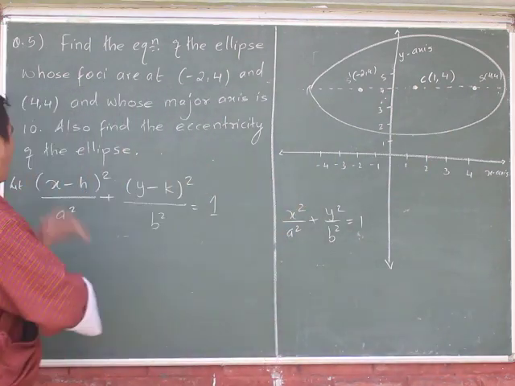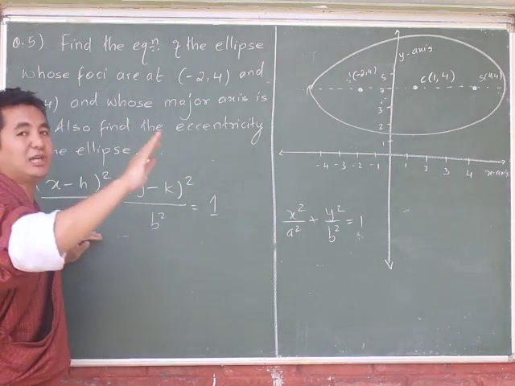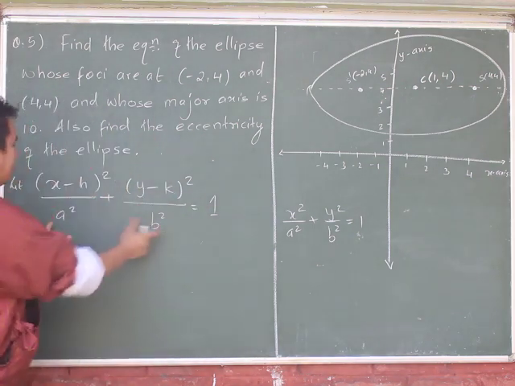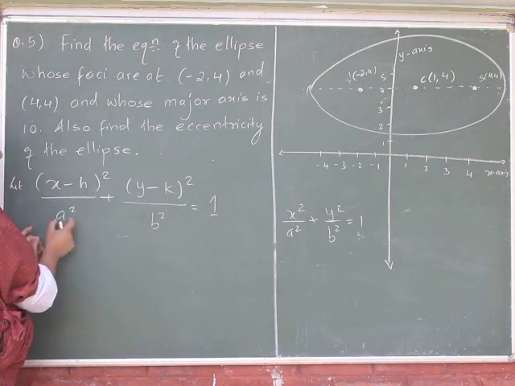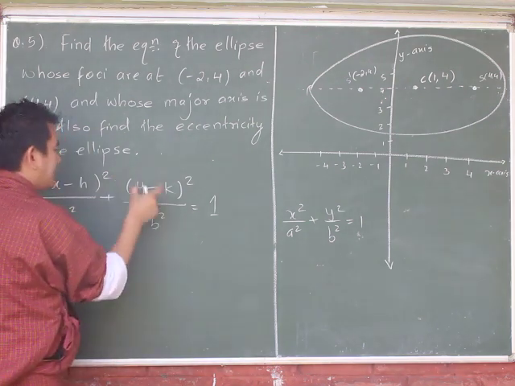So now, this is in case of a horizontal ellipse. If it is vertical where the center is not at the origin, you just change this. Then the major axis will be along the y-axis and the minor axis will be along the x-axis. In this case, the major axis is along the x-axis. It's horizontal, and the minor axis is along the y-axis.